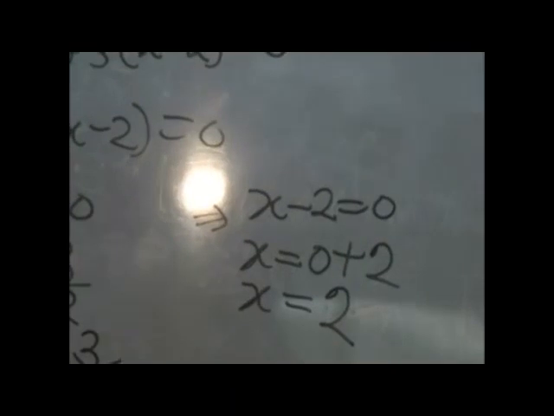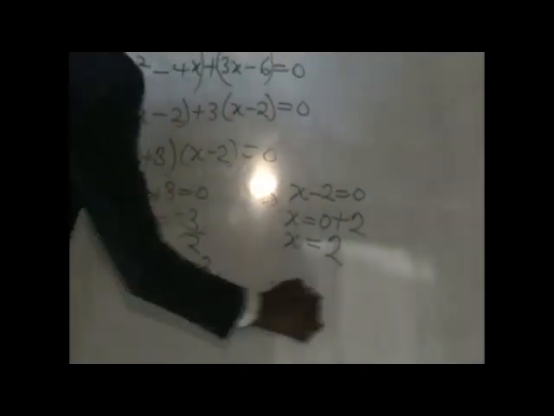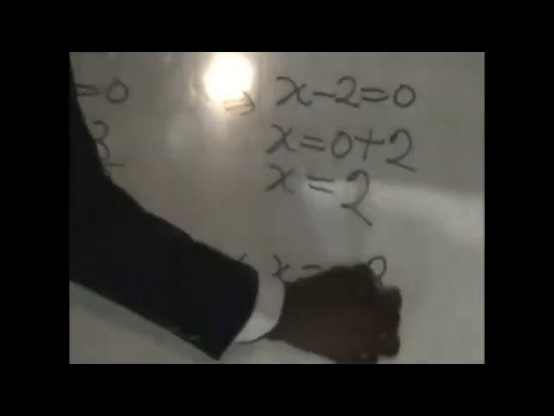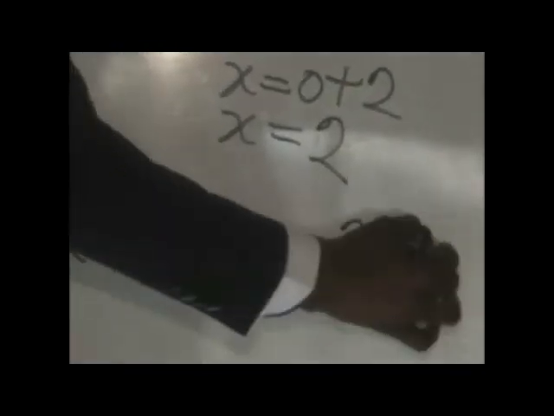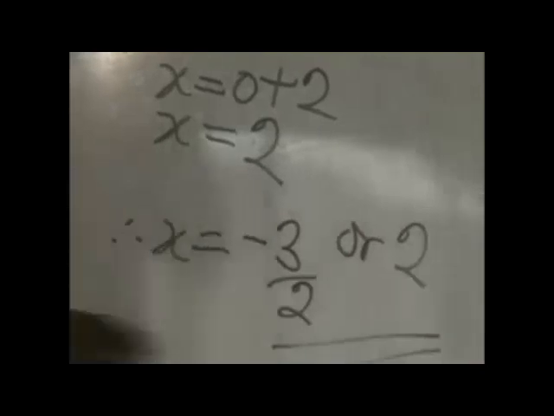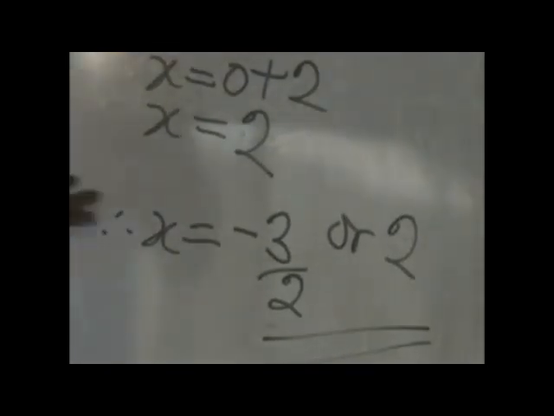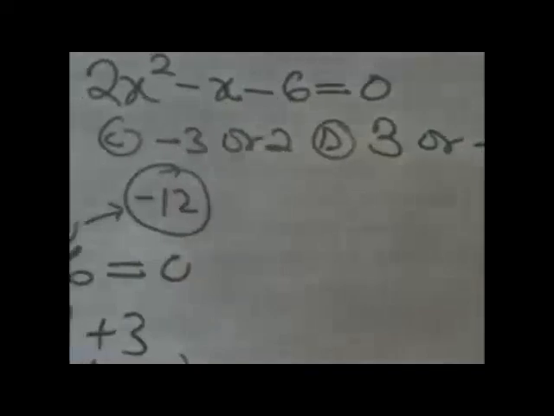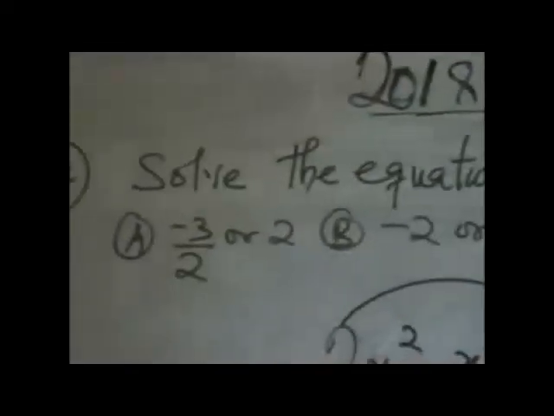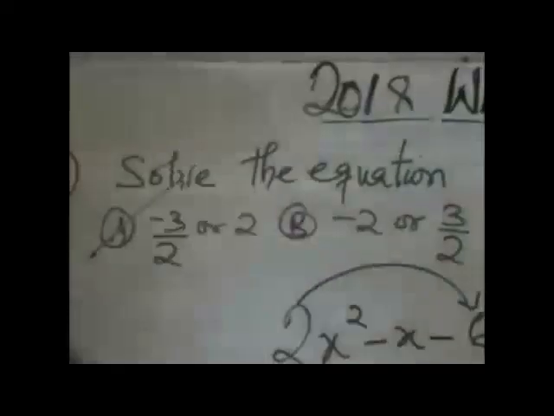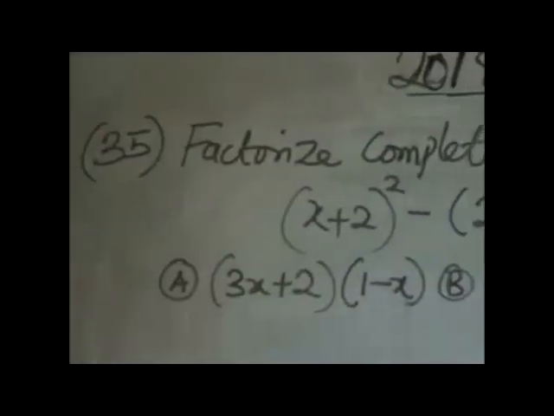Now you are asked to solve the equation. So the answer is x equal to what? Minus 3 over 2 or 2. This becomes the equation or the roots. You can call it the root. This becomes the roots of the equation 2x squared minus x minus 6. So the correct option is option A. Alright? Okay, so let's move on to question 5 of 2018 WAEC mathematics.